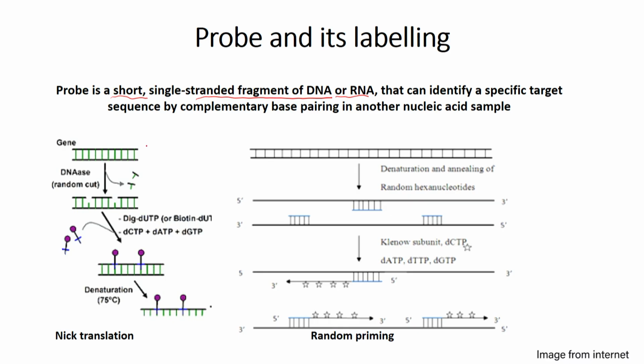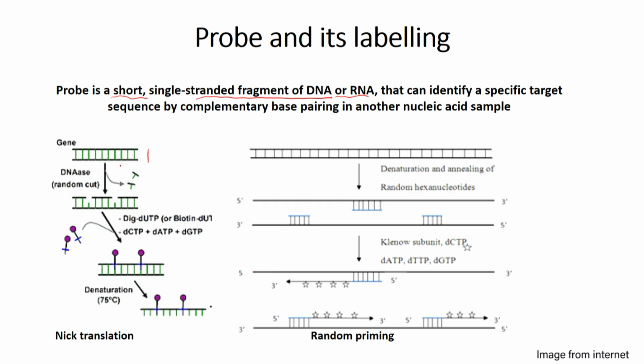How we will identify where the probe is? That means probe has to be labeled. Labeled means this has to be tagged with something, a fluorochrome or some kind of molecule which will give a color reaction or such kind of thing. There are different ways by which the probe can be labeled. See, this is a double-stranded DNA.